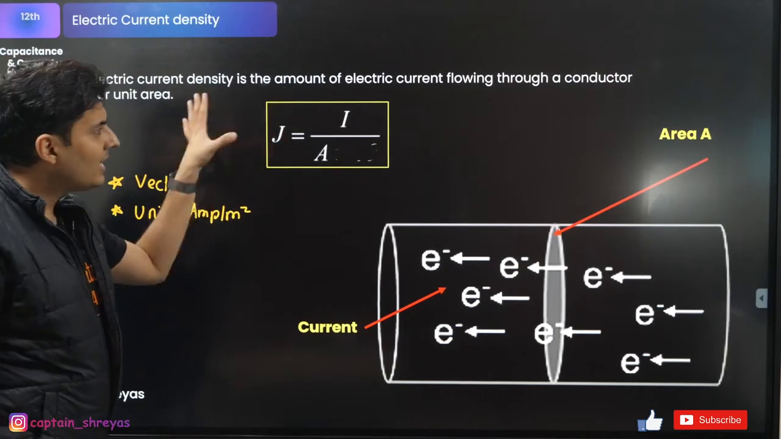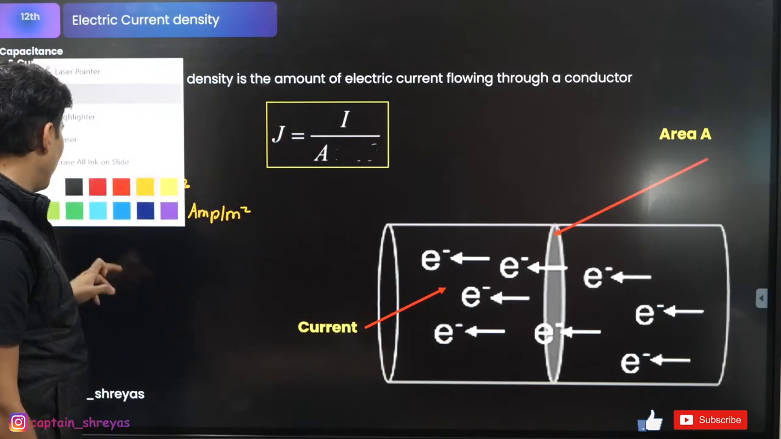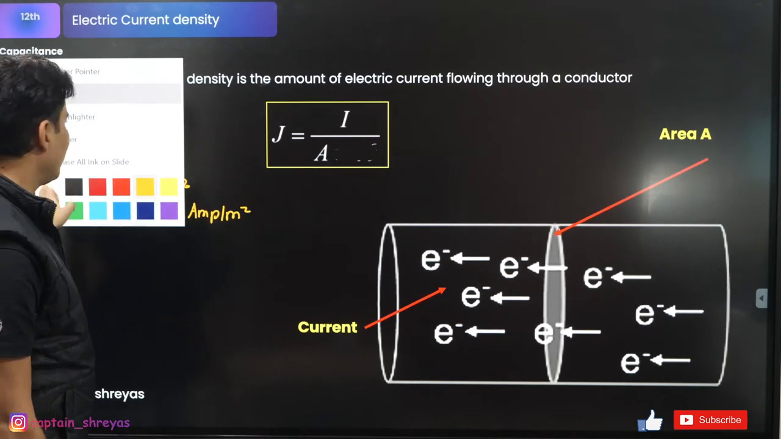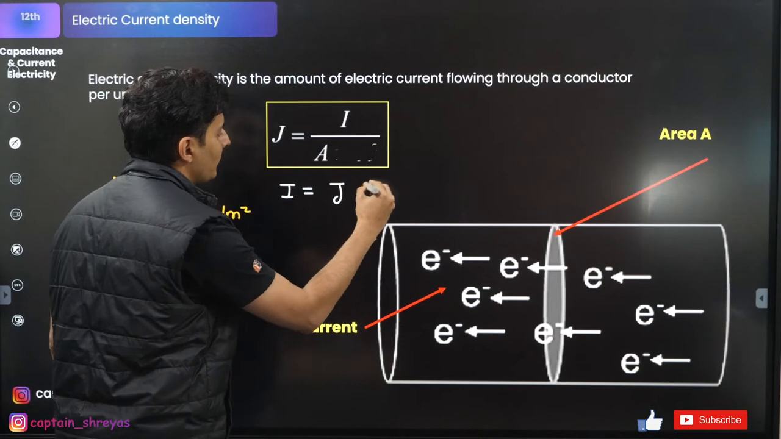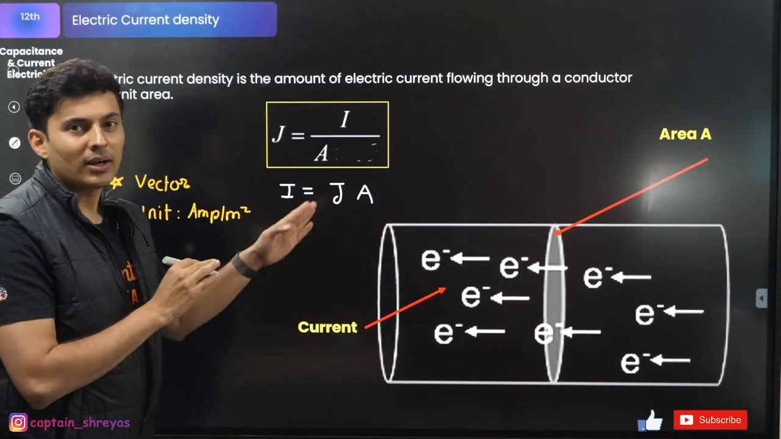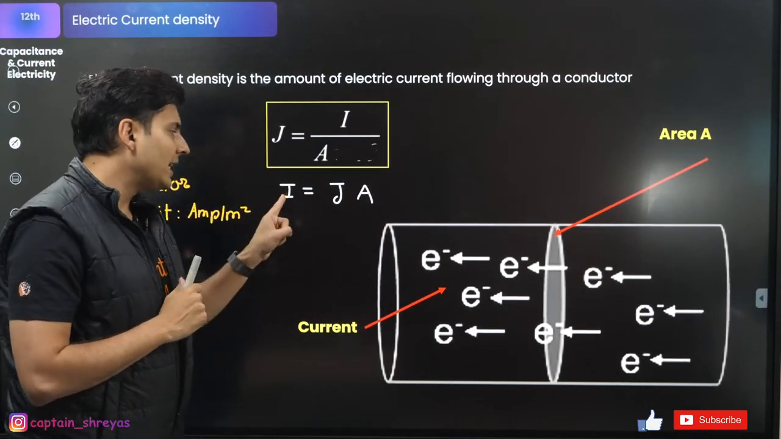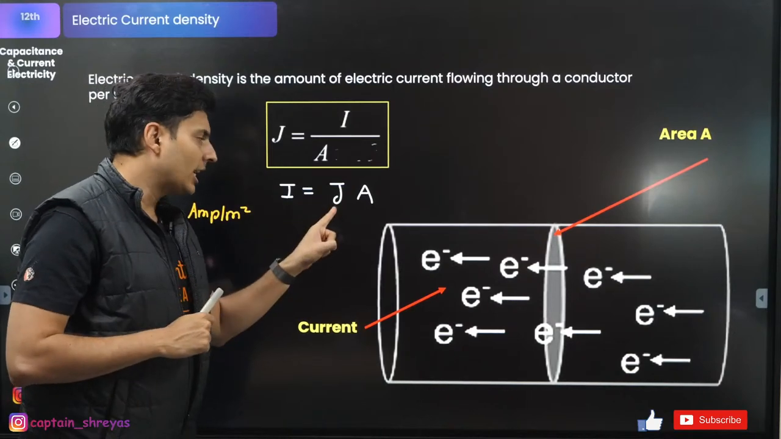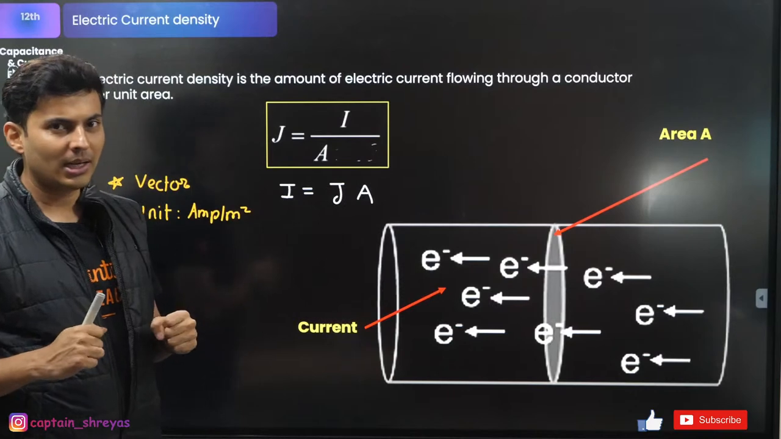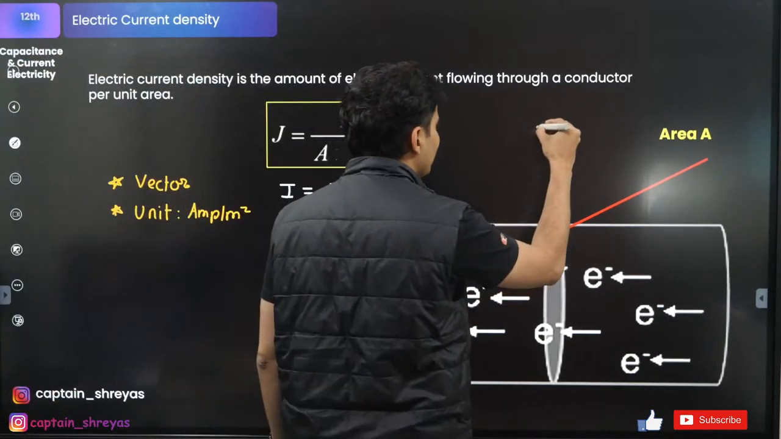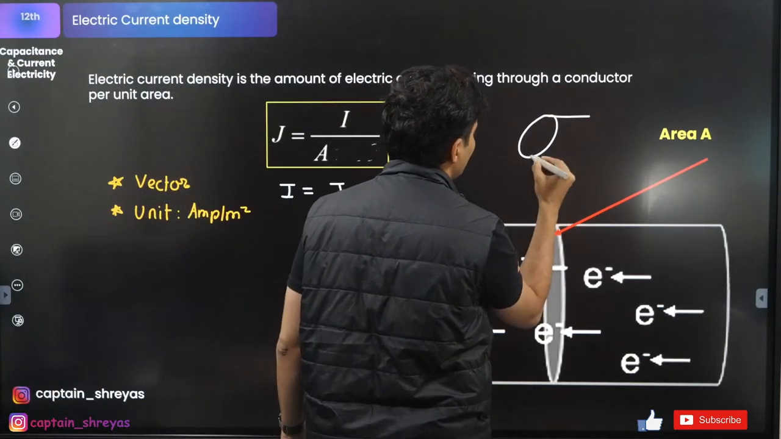Now, when you rewrite this formula in a slightly different way, it will look like this: I is equal to J A. But really you do not write the formula like this. Current is a scalar quantity. Current density is a vector quantity. Area also can be made into a vector quantity. I'll tell you how. Imagine that this is your cross section.